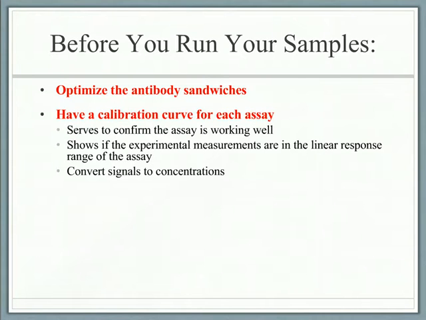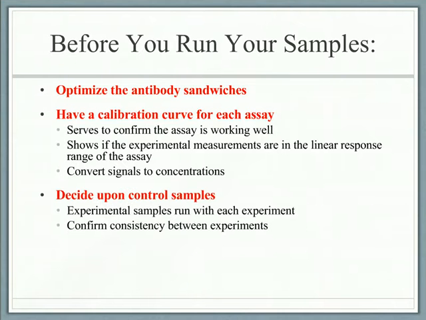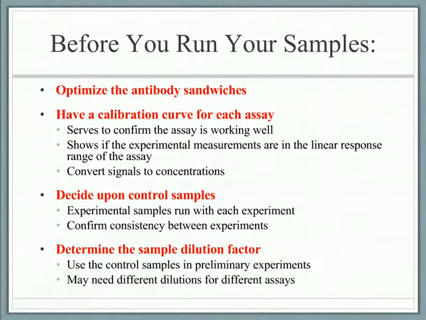In addition, it's very important to have a calibration curve for each assay. This confirms that the assay is working well. It shows where the linear response range of the assay is and is used to calibrate signals to concentrations. Next, you want to have control samples. These are experimental samples that are run with each experiment that can confirm consistency between experiments. And also, you need to determine the dilution factor that is used for the sample.